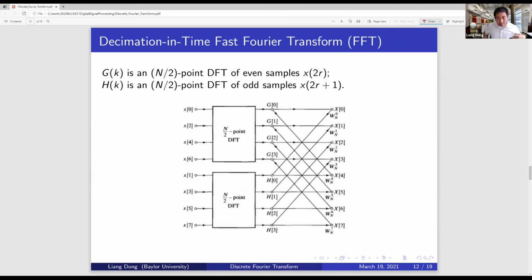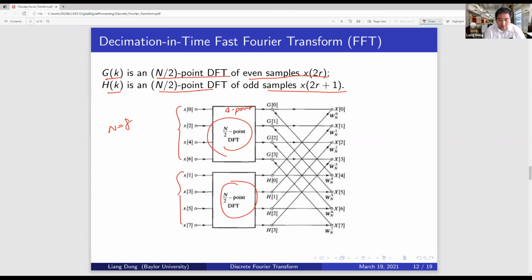Therefore, from the previous discussion, we know gk is an n over 2 point DFT of the even samples of x, x of 2r. hk is an n over 2 point DFT of all the samples x of 2r plus 1. Now what we do here is reorder the input. Let's just take the original n equal to 8. We reorder all these. These are the even counted input samples, x0, x2, x4, x6. These are the odd counted samples, x1, x3, x5, x7. Then this goes to another DFT, which is n over 2 point. In my case, it is a 4 point DFT. And these also go through a 4 point DFT.